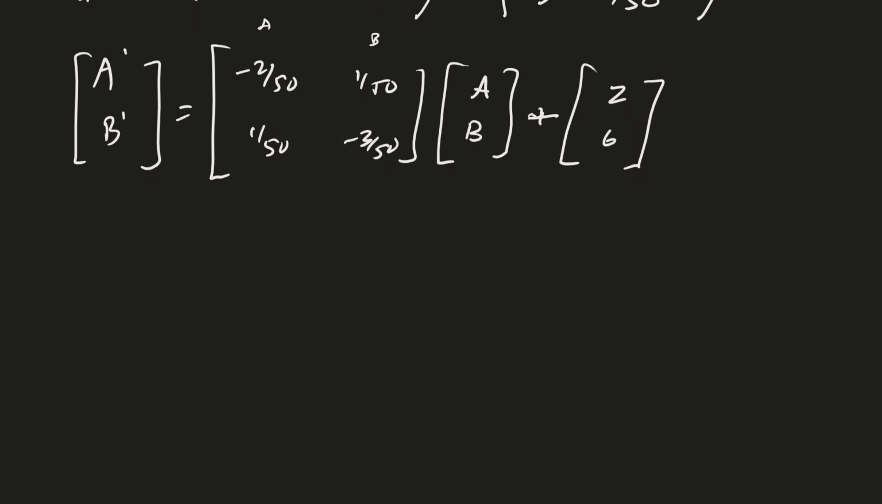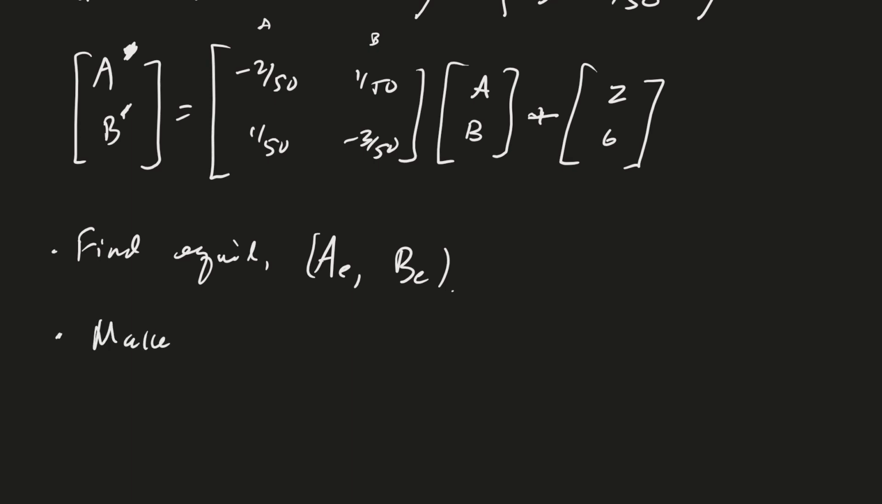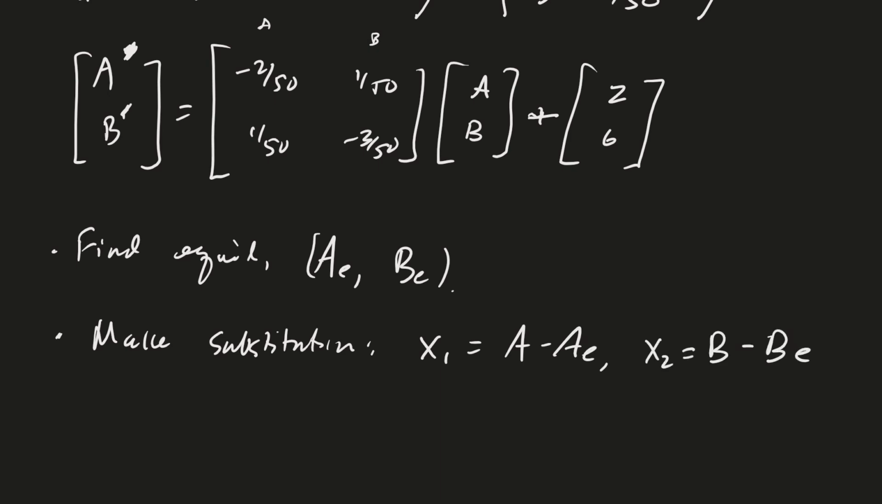Now, what I'd like to do to the differential equation is to find the equilibrium. Let's call it A_E and B_E. And secondly, I'm going to make a substitution so that x1 is equal to A minus A_E and x2 is equal to B minus B_E, and I'm going to see what happens when I do that.